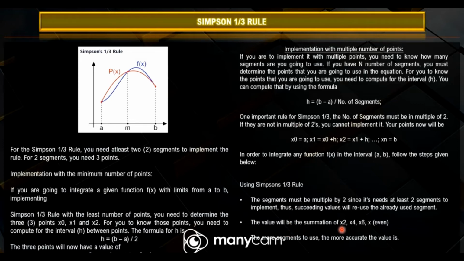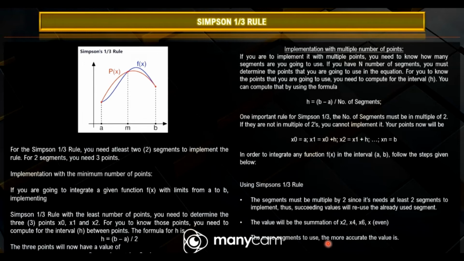So the value will be a summation of x2, x4, x6, the even terms. If you refer to this, x0, x1 will be 0 since the minimum is 3, so we will start with x2. Then x3 is 0 since it is odd, and for x4 we have a value, then we add x2. And x5 is 0; for x6 we have a value, so we add x6, x4, x2. For the continuation, our odd values will act as 0, so we will only add those even values.